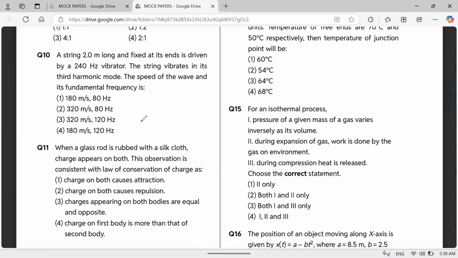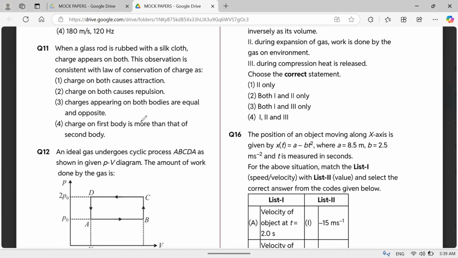Next one is sound. We have not done that one. Question number 11. When a glass rod is rubbed with a silk cloth, charge appears on both. This observation is consistent with the law of conservation of charge, as charge on both causes attraction, charge on both causes repulsion. Charge appearing in both bodies is equal and opposite. Charge on the first body is more than that of the second body. What will be the condition, beta?